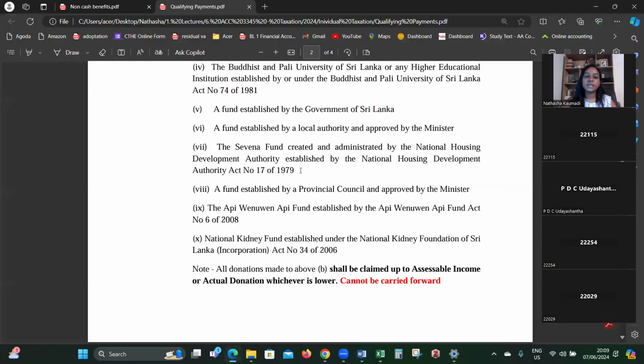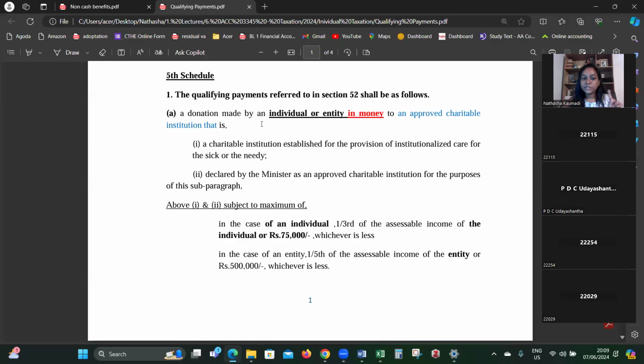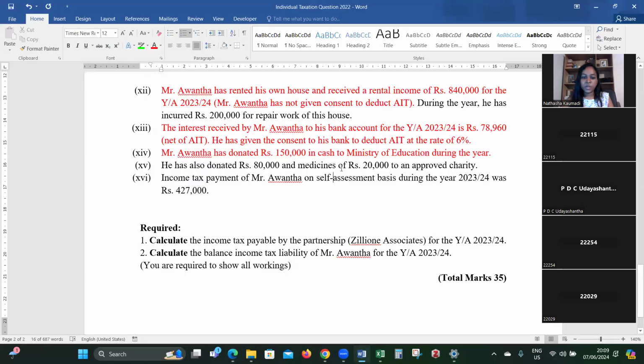Now if you can see here, part A talks about donations made by an individual or entity in money, red highlighted in money, to an approved charity. So when you are making donations to an approved charity to be claimed, it should be in money, not in goods. So in this point, 20,000 worth of medicines you can't consider. It's not a qualifying payment. You can't claim. Only 80,000 rupees in money you can claim.